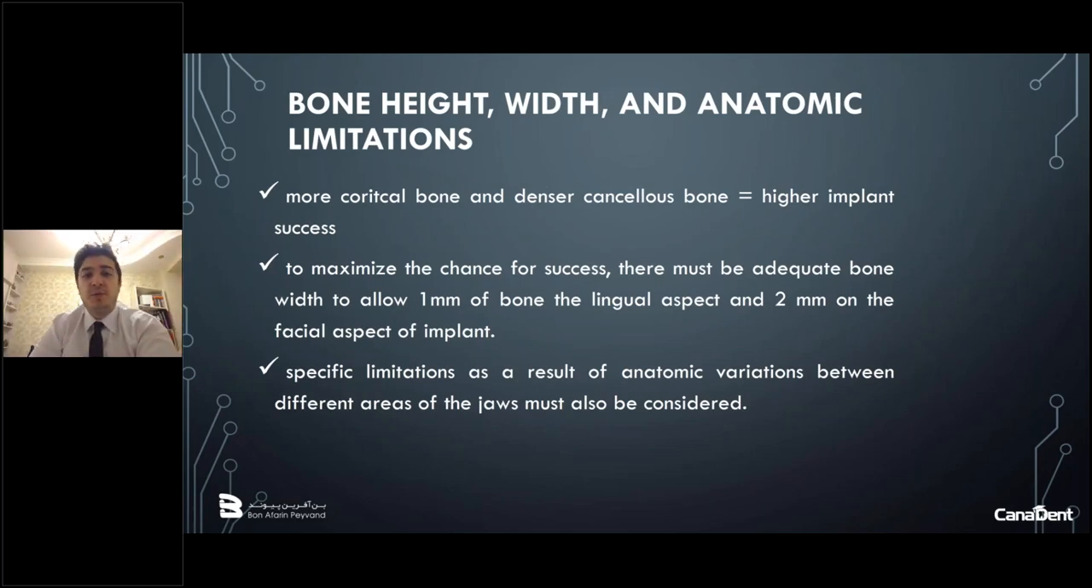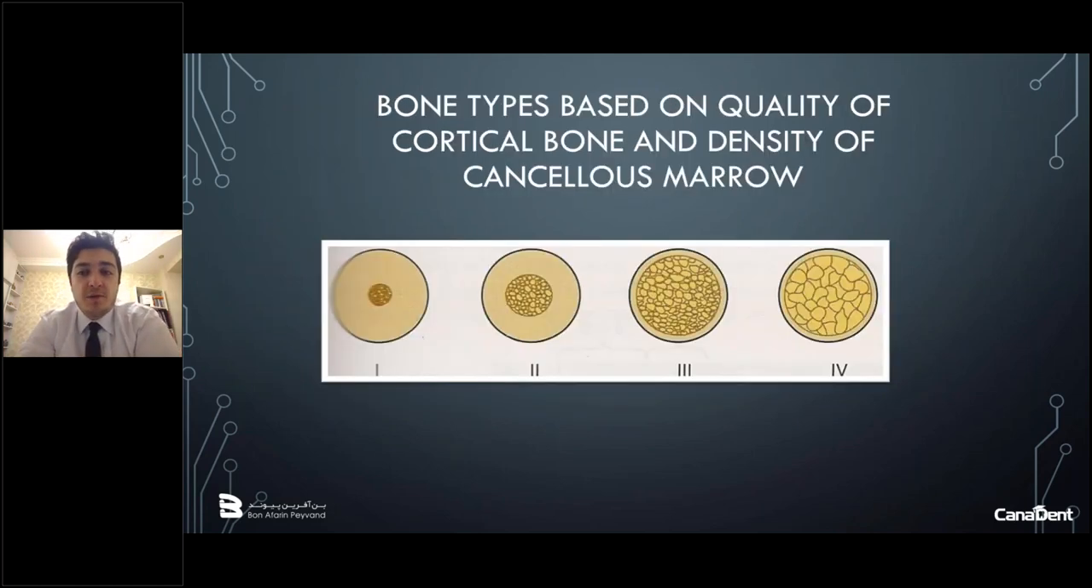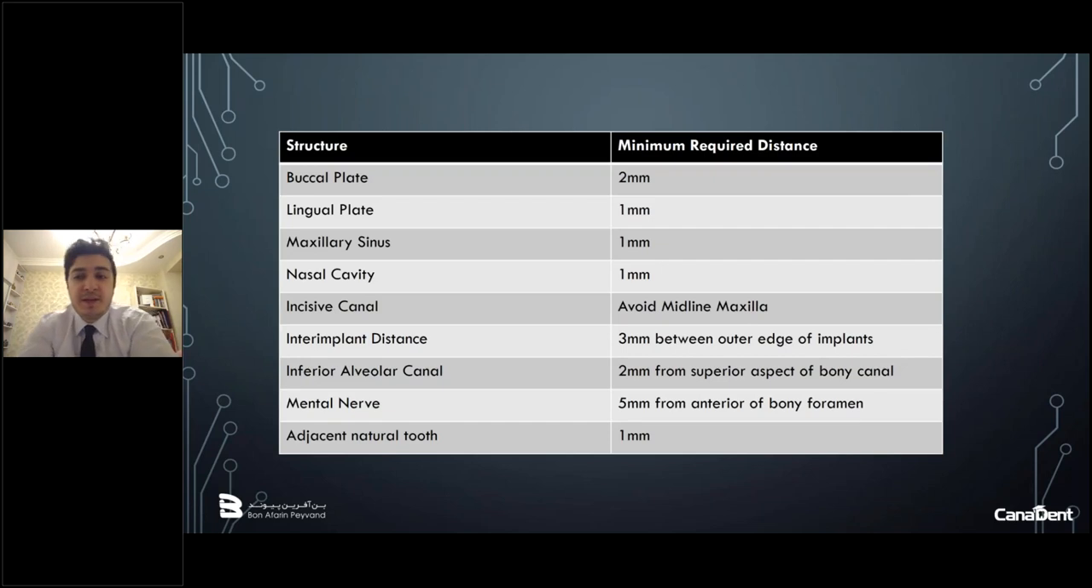But what about the cortical bone and cancellous bone? What do I mean? We must see this photo to understand it better. We have four types of bone densities in the mandible and maxilla, based on the amount of cortical bone and the density of the cancellous marrow. D1 is in the anterior mandible, which has the most cortical bone and the least cancellous bone. D2 and D3 are in the posterior mandible and anterior maxilla, and D4, which is the least favorite for implant placement, is in the posterior maxilla. When we are placing implants, we must follow some general rules.